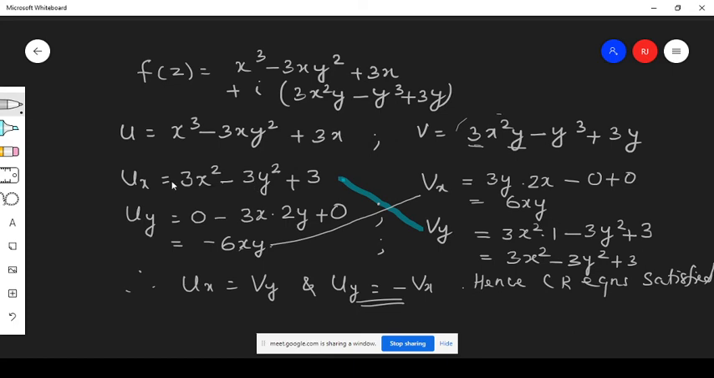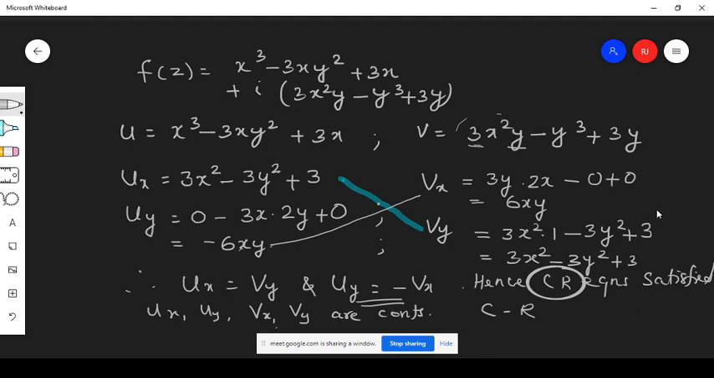Ma'am, what is written after hence? Hence CR equations, Cauchy-Riemann equations. The short form of Cauchy-Riemann we can write as CR equations. Here all these are algebraic functions only, so there is no question of whether they are continuous or not. Obviously they are continuous. So this is the first case: ux equal to vy, uy equal to minus vx, CR equations are satisfied, and obviously ux, uy, vx, vy are continuous.